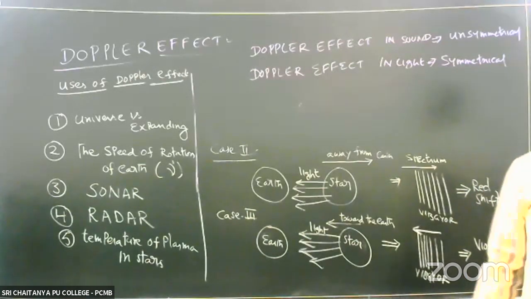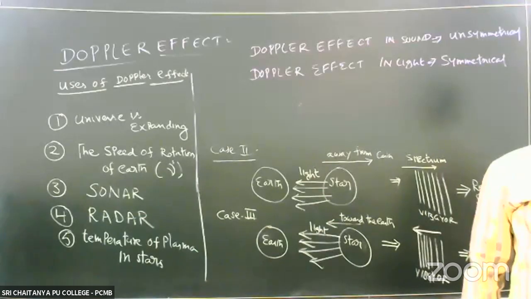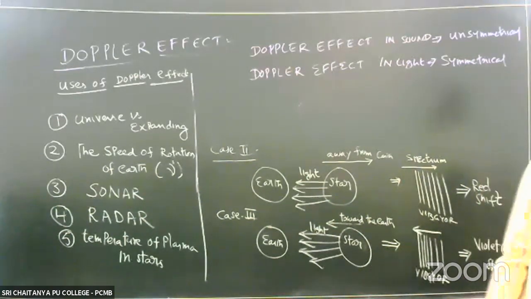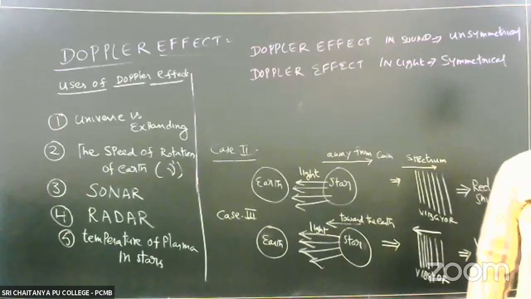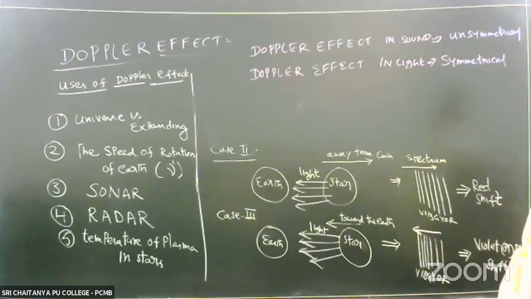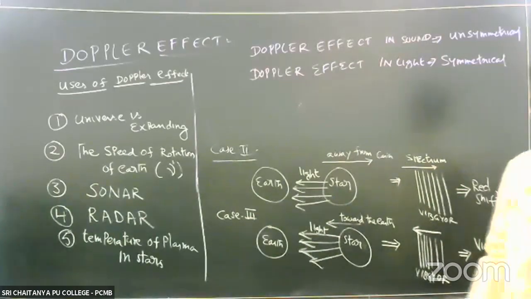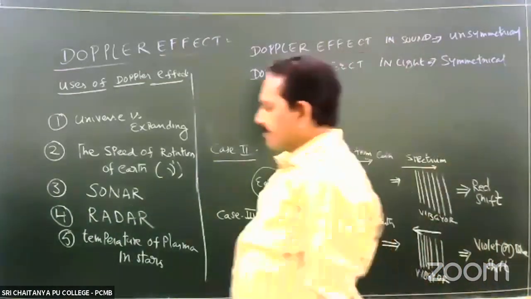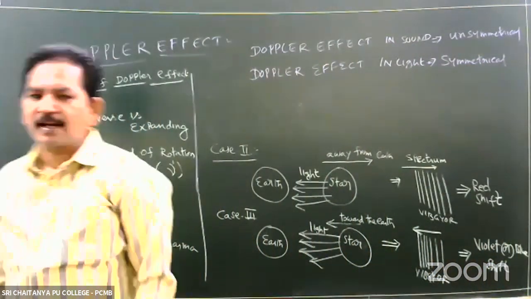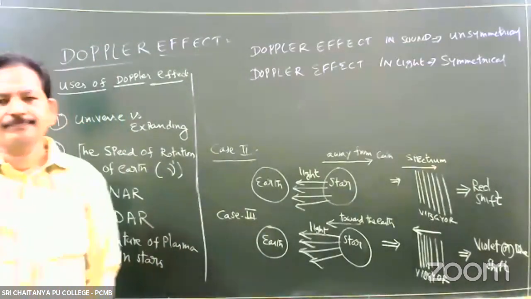But the Doppler effect in sound depends on whether the source is moving towards the observer or the observer is moving towards the source. Different values. That's why the Doppler effect in light is symmetrical. The Doppler effect in sound is unsymmetrical.